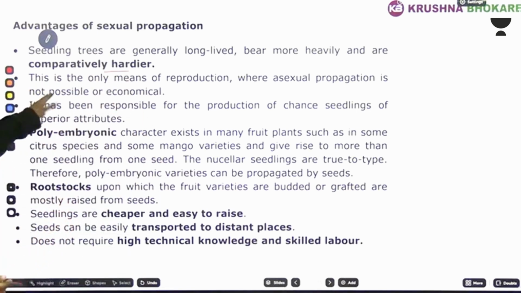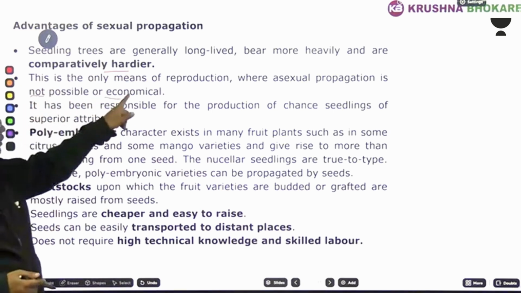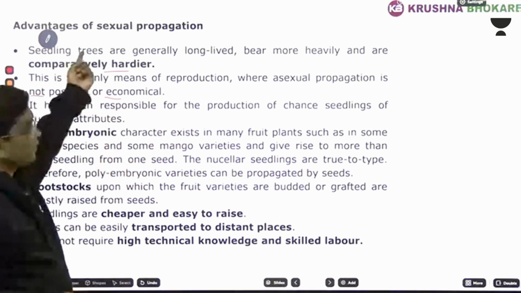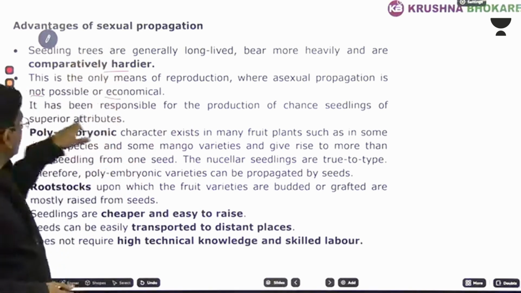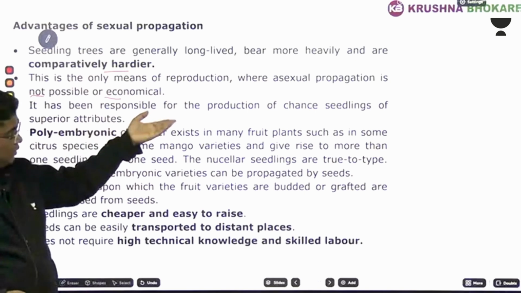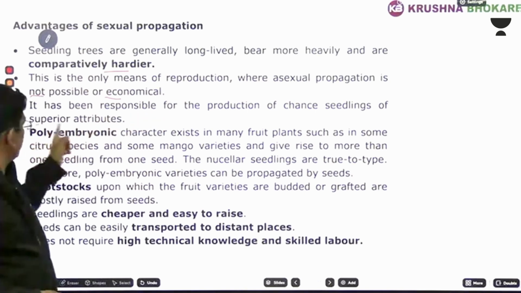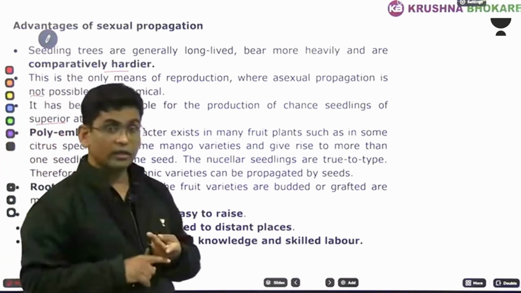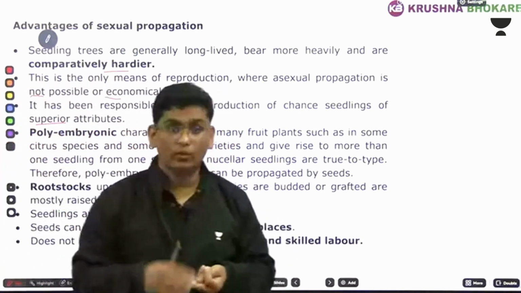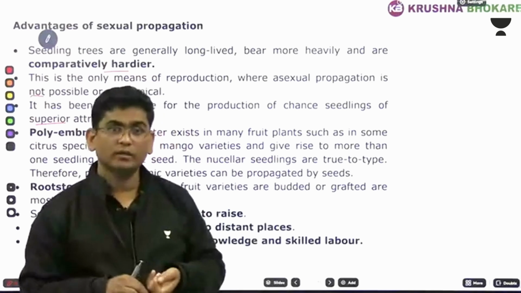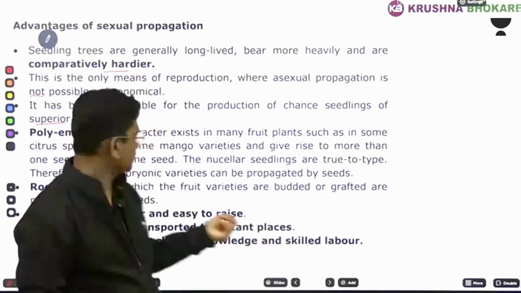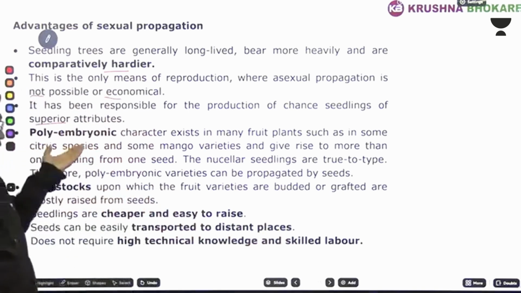This is the only means of reproduction where asexual propagation is not possible or economical. जहाँ पे asexual नहीं है, in such conditions we are doing sexual. It has been responsible for the chance of producing seedlings superior in attributes. In sexual reproduction, accidentally you may get a very sweet mango, but if you are doing asexual, the mango will be the same as its parent. यहाँ पे chances है कुछ. Polyembryonic character is possible.